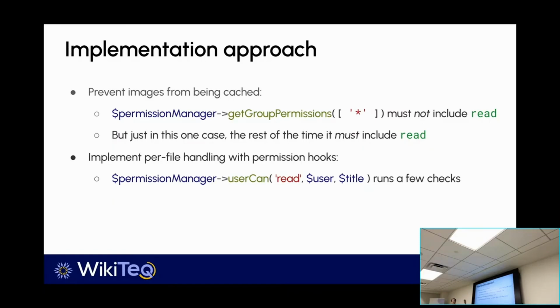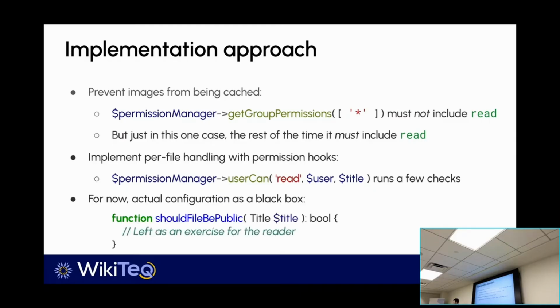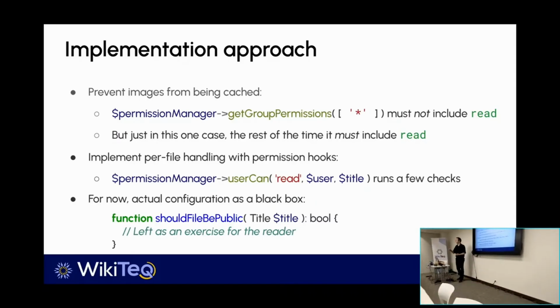Once we've said that the wiki is not public, we can then implement the per file restrictions via the user can permission manager call, because that's going to run a couple hooks. And for now, we can just treat it as a black box of, should a file be public or not? There are plenty of ways to configure that, from a new magic word to the community configuration extension to an on-wiki list, like the bad images list. We can ignore that for now.